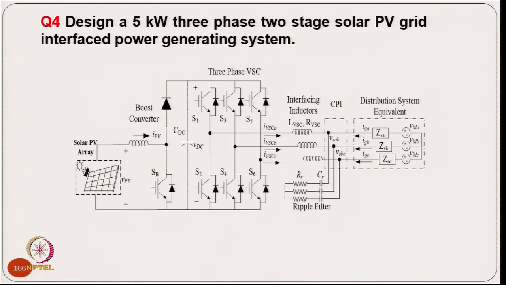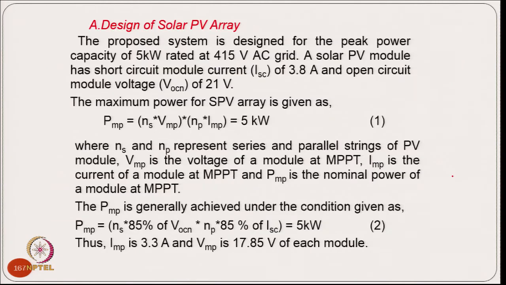Now, coming to example 4, design a 5 kilowatt 3 phase 2 stage solar PV grid interface system. So, we have a 2 stage system, solar PV generation, and then we have an inverter feeding to the grid. So, the proposed system is designed for peak power of 5 kilowatt at 415 volt, and solar PV module short circuit current is 3.8 and open circuit voltage 21.